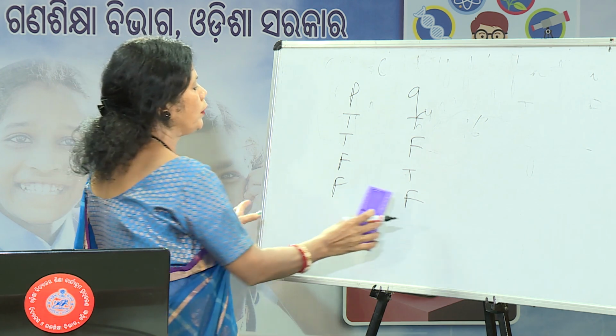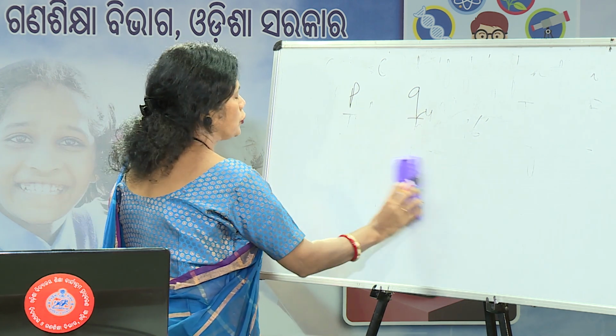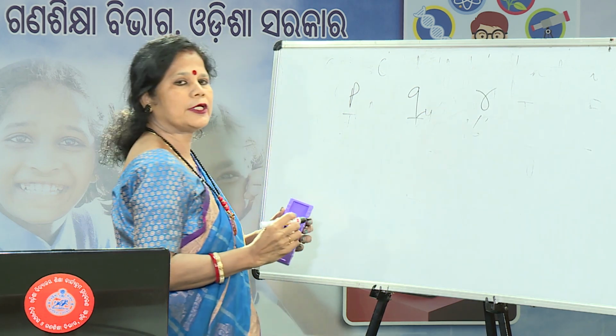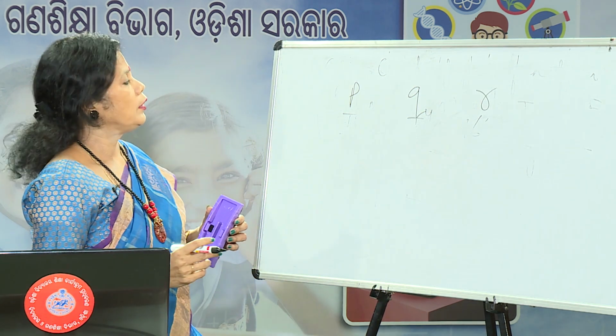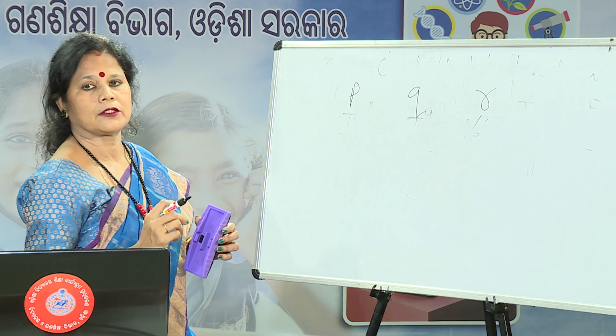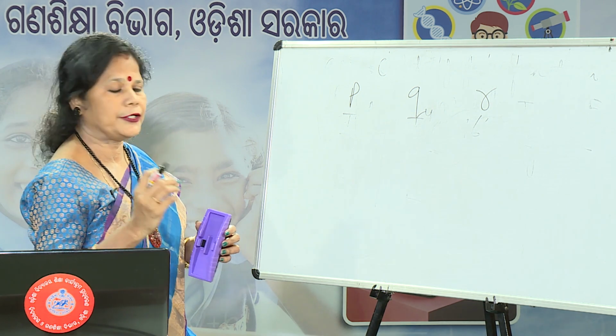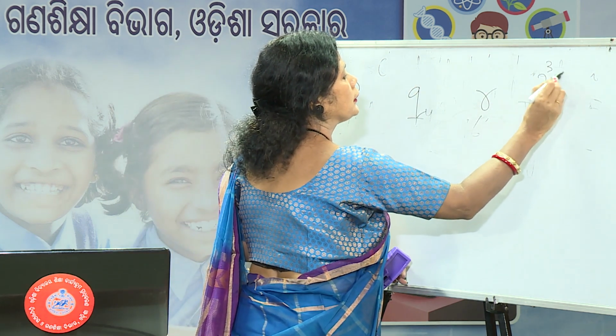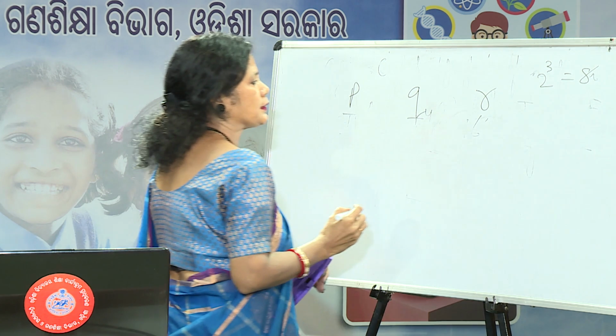Suppose you have 3 propositions. 3 propositions means P, Q, R. So, the truth value of this will be determined from how many possibilities? 2 to the power 3, that means 8 possibilities.